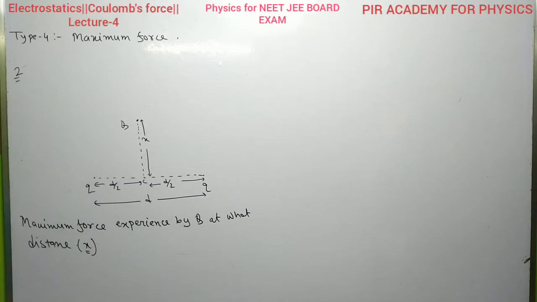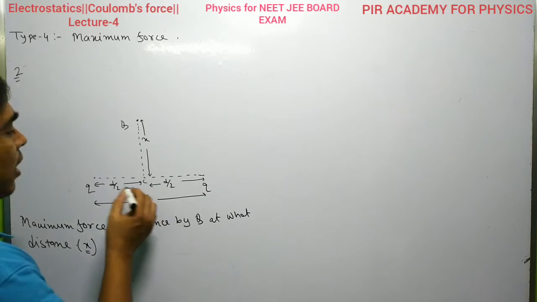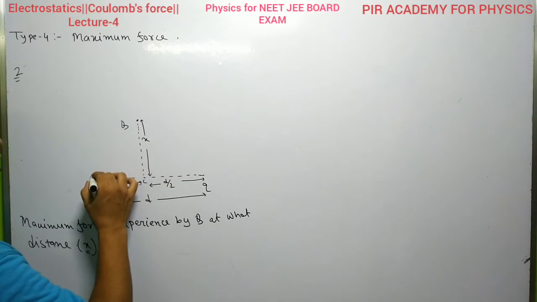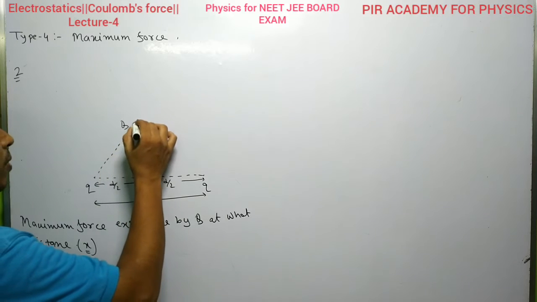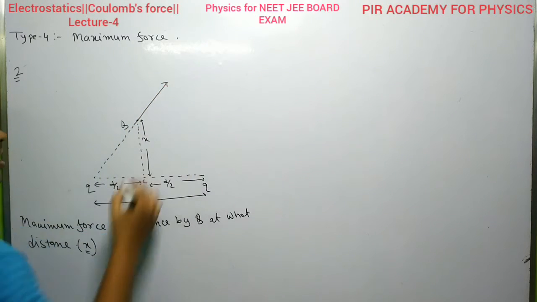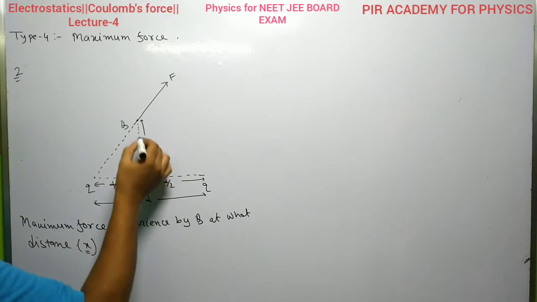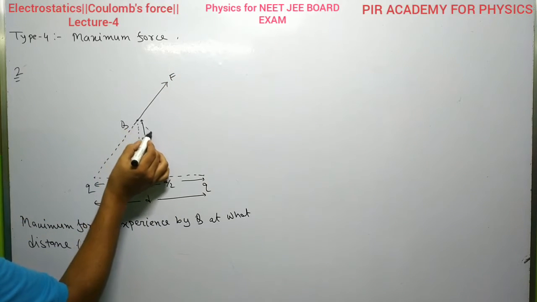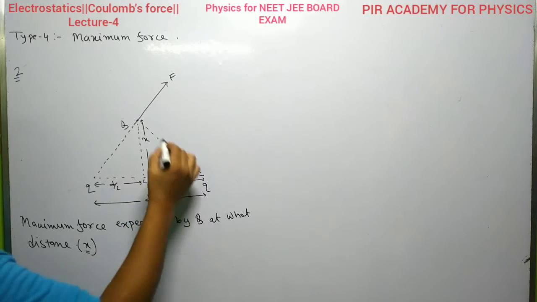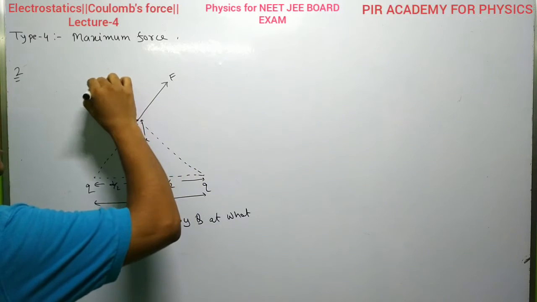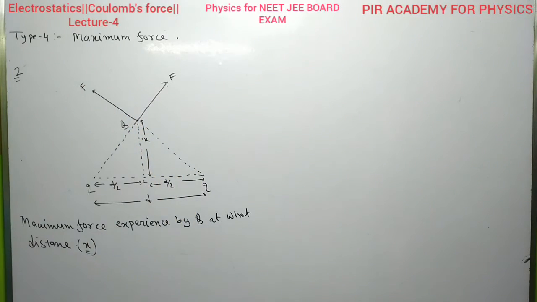Now this is plus and this is plus, so they repel each other. This will be F, and suppose this is another charge, they will repel each other along this direction.